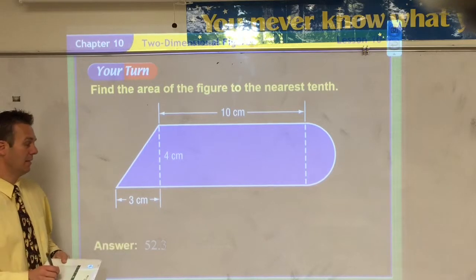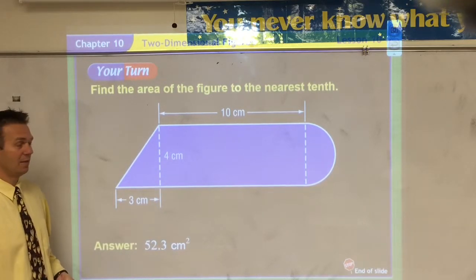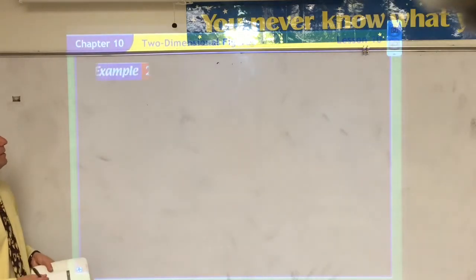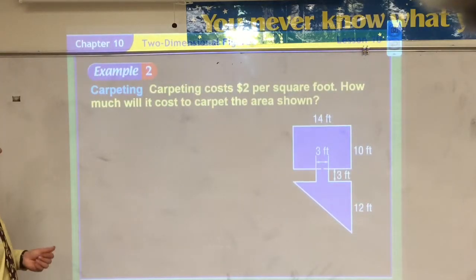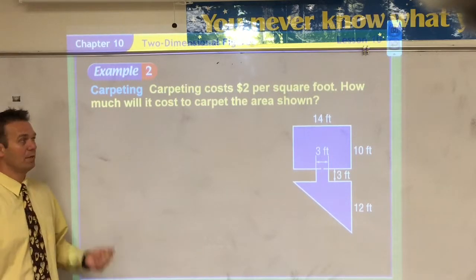So the answer is 52.3 centimeters squared. So if you got that, you know what you're doing. Next one. Carpeting costs $2 per square foot. Okay? How much will it cost to carpet the area shown?